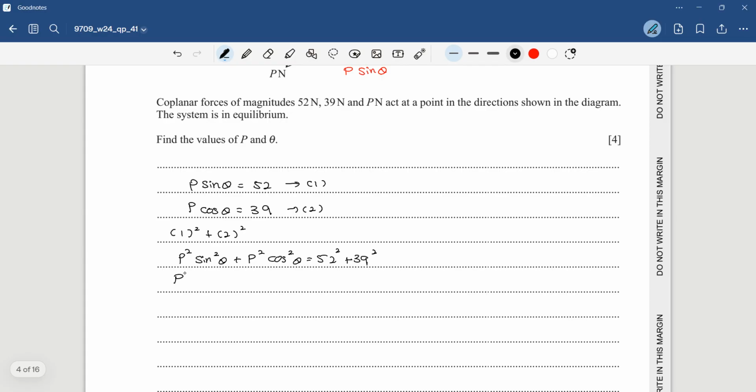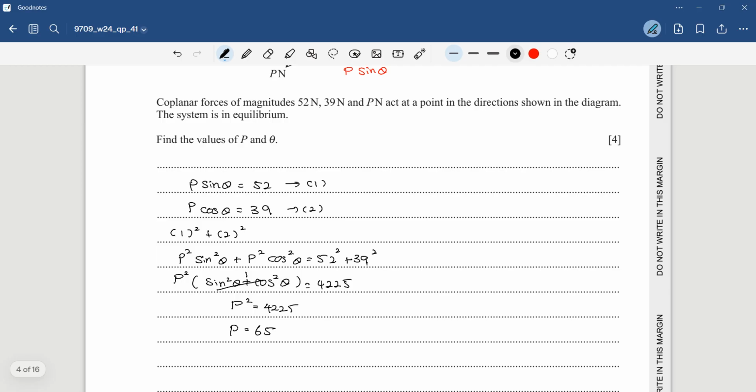So you can factorize your P square. So it will be P square times sine square theta plus cos square theta, which is equal to 4225. Sine square plus cos square is equivalent to 1. Therefore, my P square equals 4225. Therefore, my P is equivalent to 65.